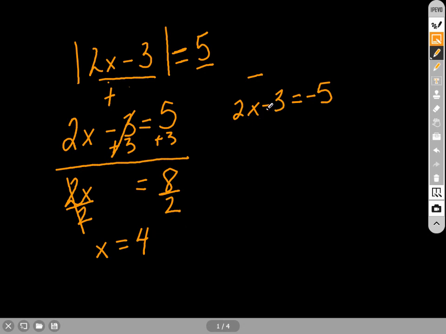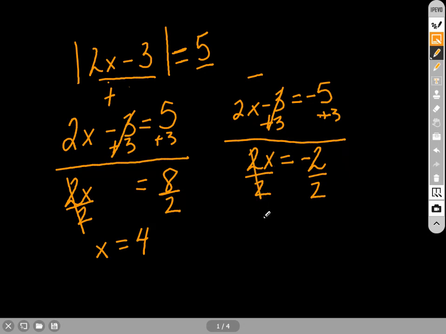So x equals 4. On my negative case, same process. I'm going to add 3 to both sides. When I add 3 to -3, it's 0, so I'm left with 2x equals, these are different signs, so I subtract, keep the sign of the larger number, and now divide both sides by 2. 2 divided by 2 is 1. 1 times x is x. -2 divided by 2 is -1. So my solution set then is x equals -1 and x equals +4.